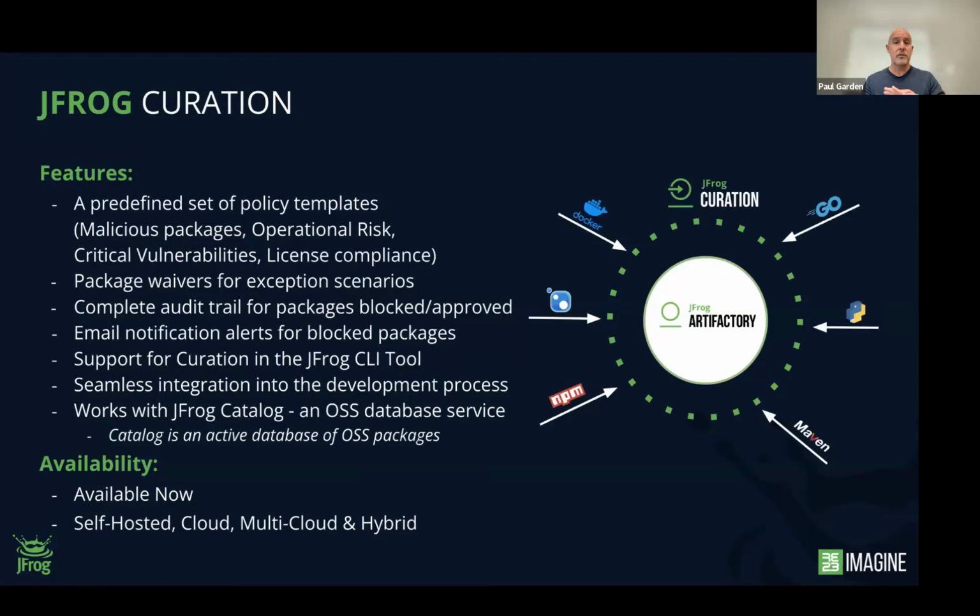And all we want to do is make sure the developer can code fast. So it's trying to be as frictionless as possible for the developer. Now, what actually powers Curation is called the JFrog Catalog. It's an open source database. It's a service that functions behind the scenes of Curation.